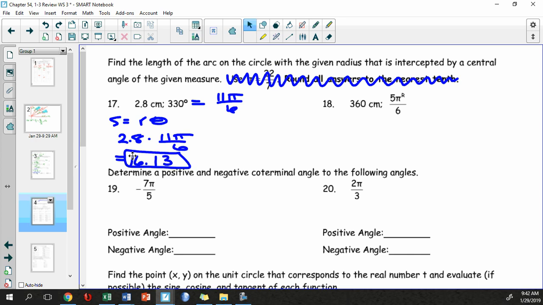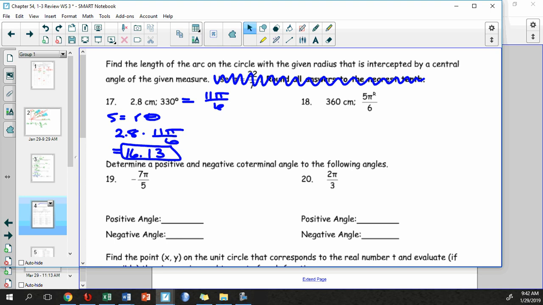Do we understand that? And what I did in the calculator is I took 2.8 and hit enter. Then I went ahead and took that times 11 divided by 6 and hit enter. Then I took that times pi and hit enter. Because if not, it does it all jacked up in the calculator. So you have to be super duper careful. Okay?